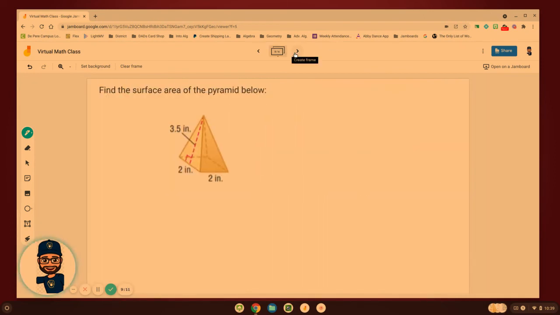Why don't you give that a try on this next one, which again is a square pyramid, where they give you the dimensions of the base and they give you the slant height of 3.5. So we've got to find the lateral area first. Lateral area is 1/2 times the perimeter of the base times the L, which is that slant height. Perimeter down here is 2 plus 2 plus 2 plus 2, which is 2 times 4, or 8. So my perimeter was 8 times the slant height, which was 3.5.